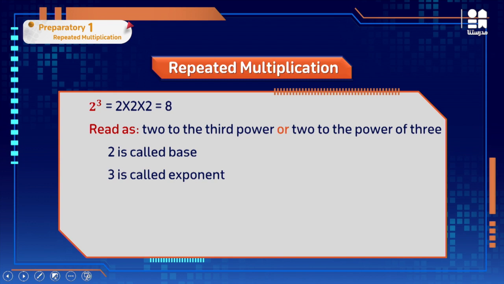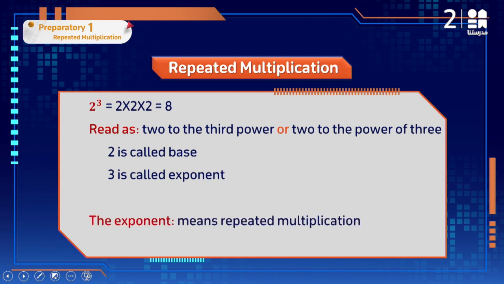So how can we read it? 2 to the third power or 2 to the power of 3. The exponent means repeated multiplication. And a to the power of n means a times a times a many times, or n times. Here we have the exponent is n, so we will repeat a n times.